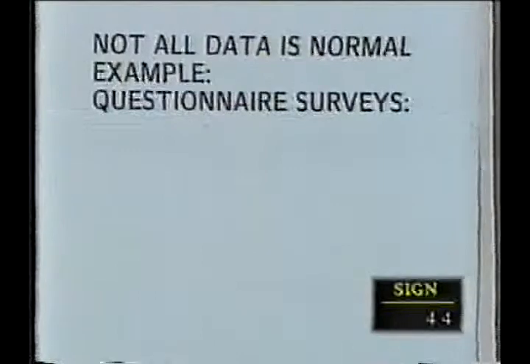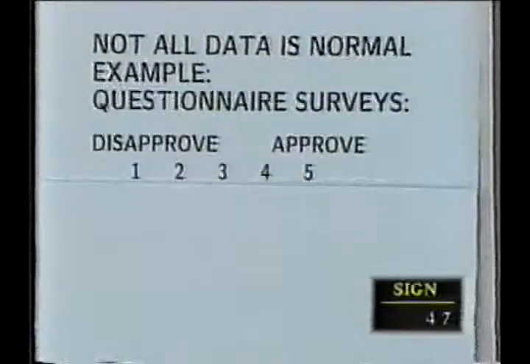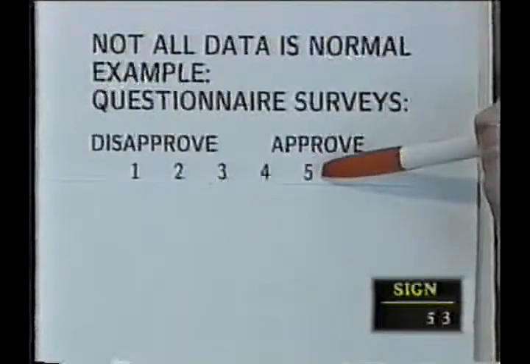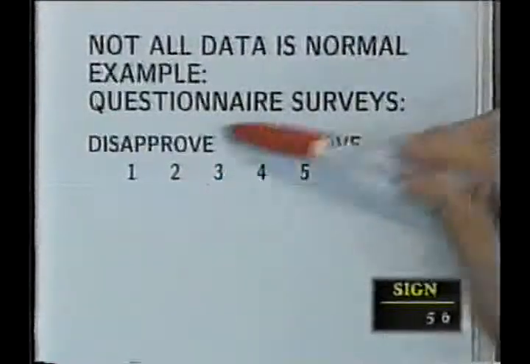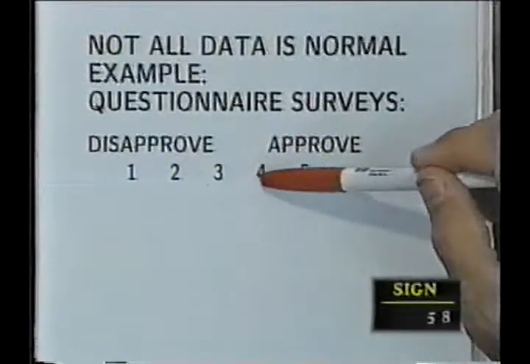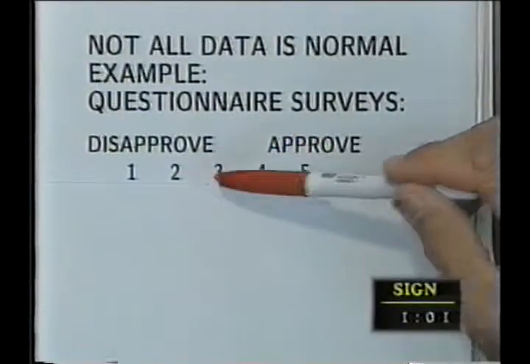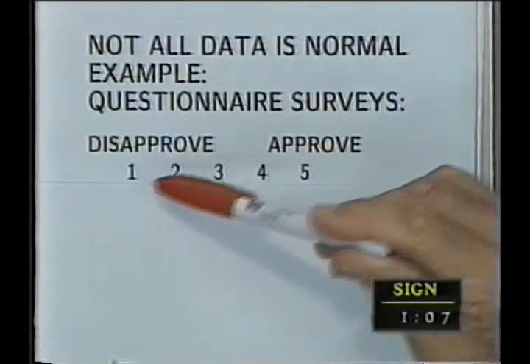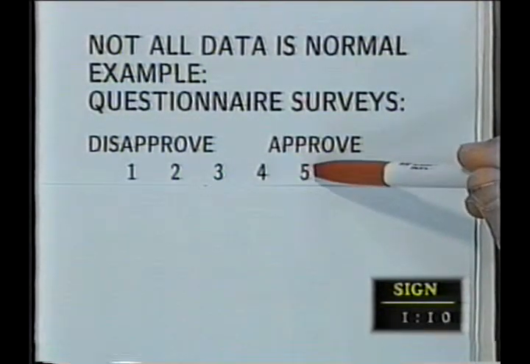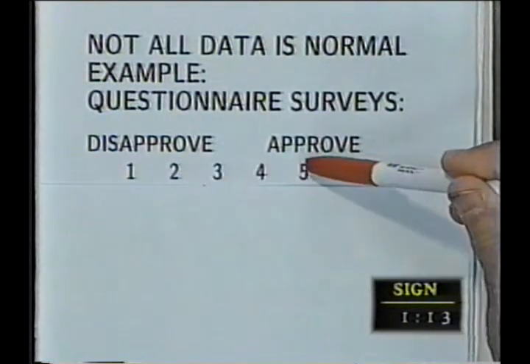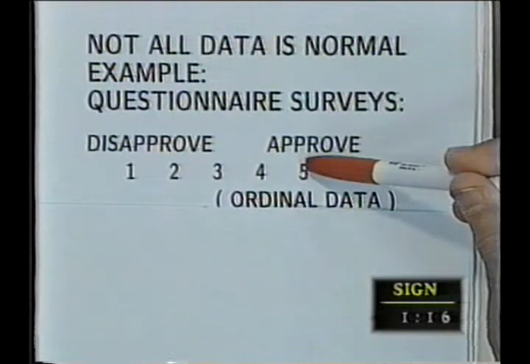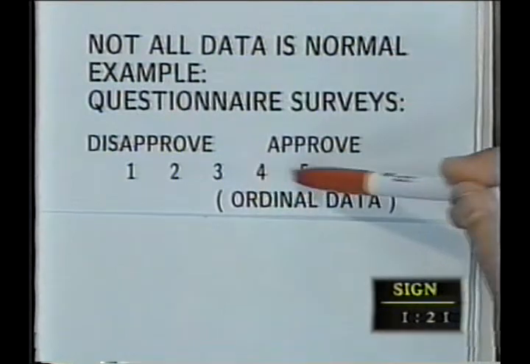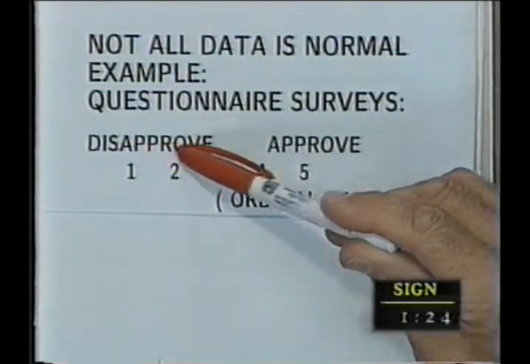Take an example, questionnaire surveys. Frequently you get a questionnaire survey which says 1, disapprove, 5, approve, and then there's numbers between them. Supposedly 2 means mildly disapprove, and 4 means mildly approve, and 3, well, maybe it means neutral, but everybody who answers this has a different meaning to what those numbers mean. And the numbers themselves have no meaning. The only thing we can say about them is that they're ordered, and we call that ordinal data. Ordinal because they're ordered.